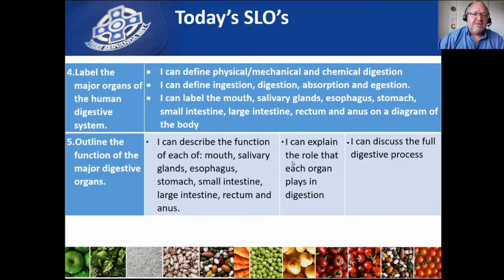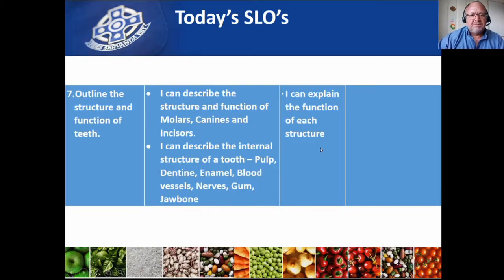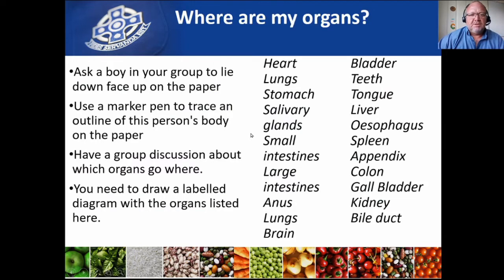I can discuss the full digestive process. I can explain various structural adaptations to assist with digestion. For instance, hydrochloric acid in the stomach, mucus in our mouths, the villi, which is a strange name. It's not a villain. The villi are inside our small intestines, and the role of the large intestine in absorbing water, the liver as storing energy and producing bile, and so forth. Oh, there's more. Outline the structure and function of teeth, but that's going to be in a different one.